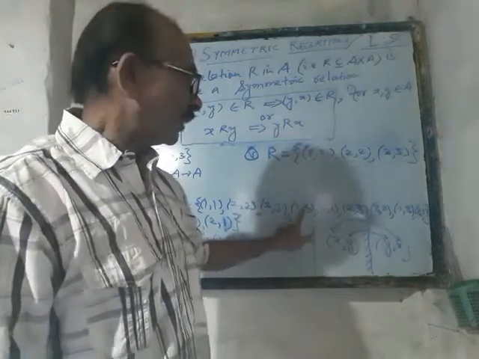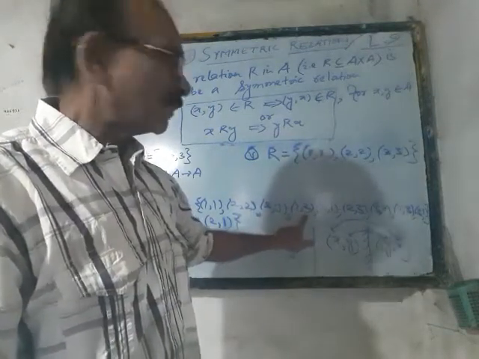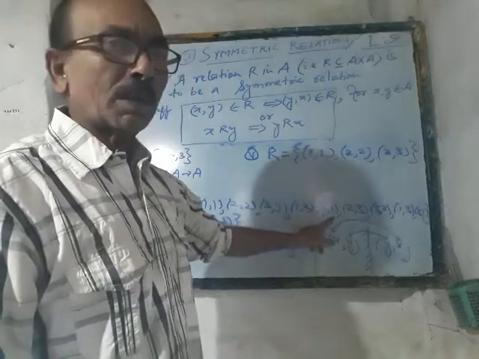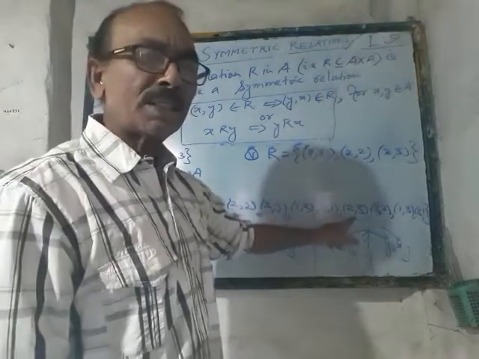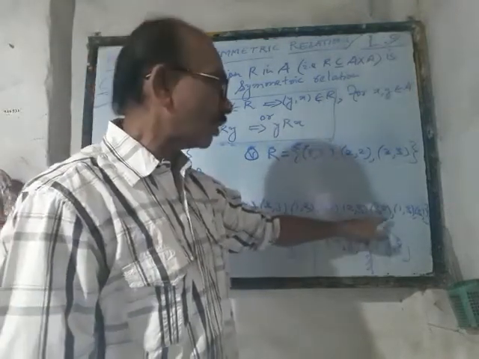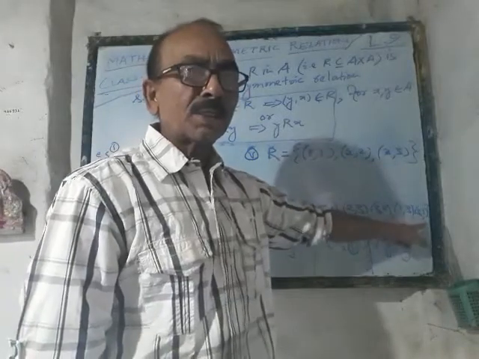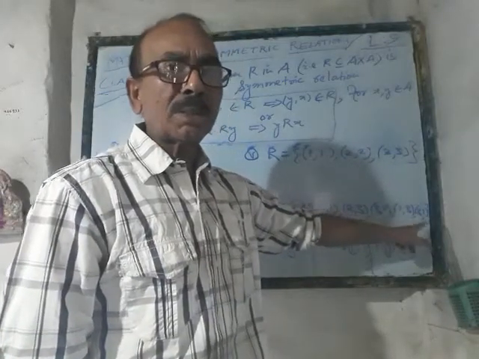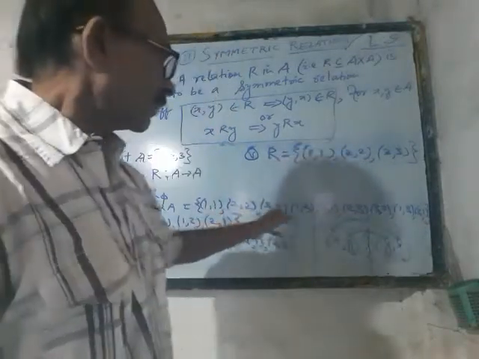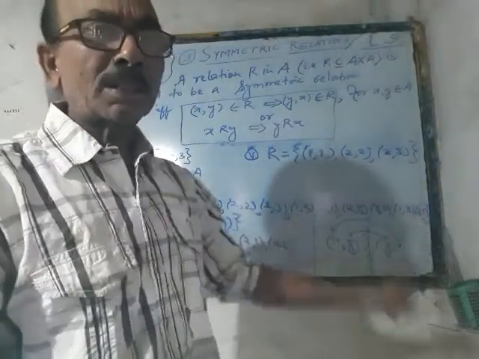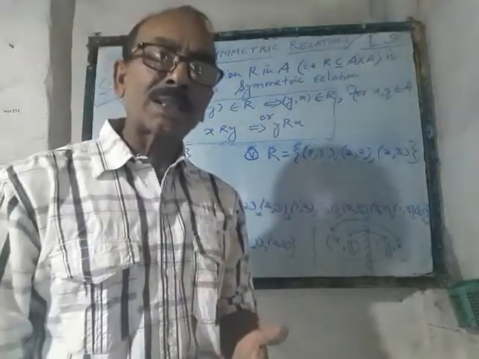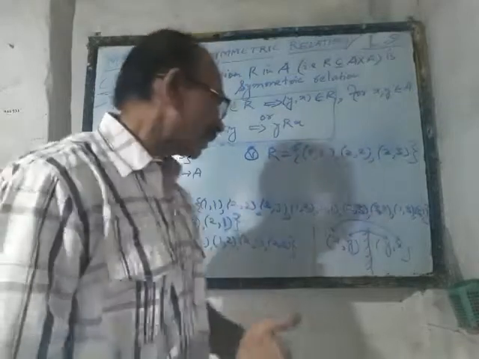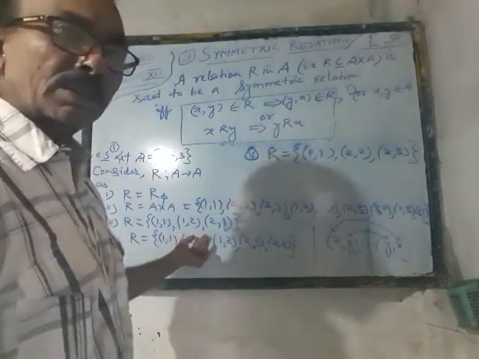For (1, 2), if x is 1 and y is 2, then what would be (y, x)? (2, 1), and (2, 1) is lying there. (2, 3) is there, and (3, 2) is also there. This is also okay. (1, 3) is there, and its symmetric (3, 1) is also lying there. So on the basis of that we conclude that A cross A, the universal relation, is a symmetric relation. Now what about the third example?